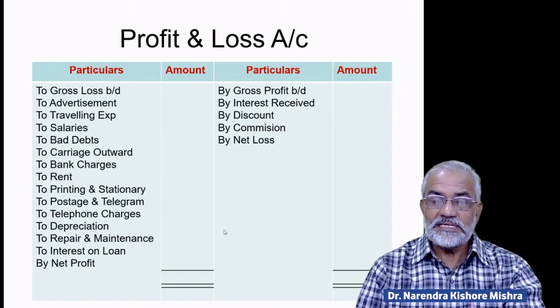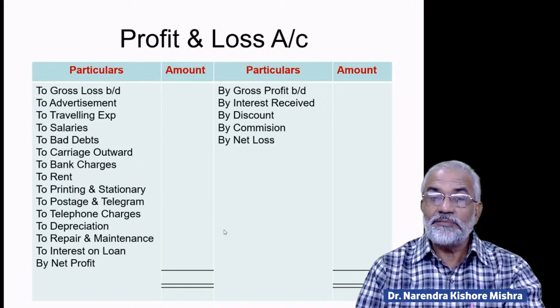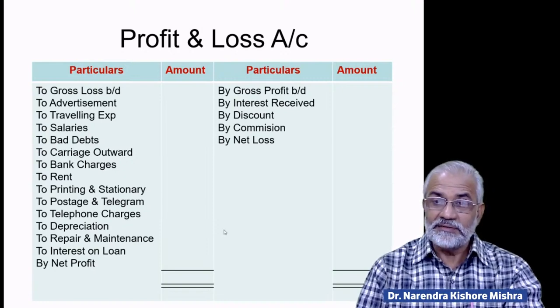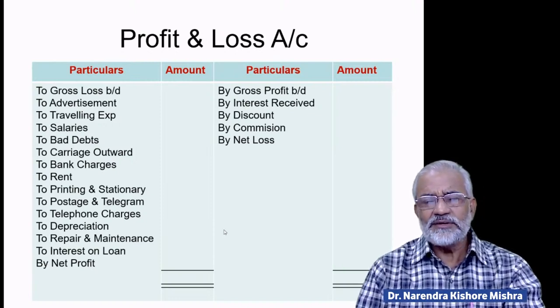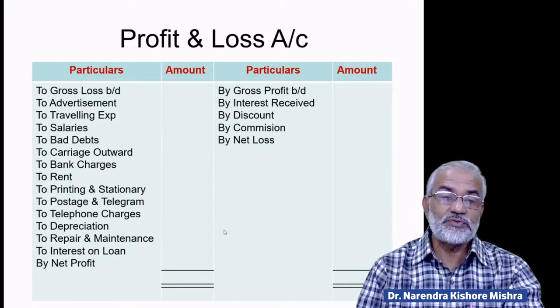And all indirect expenses and losses will form part of the debit side of the profit and loss account since it is a nominal account. And all the items appearing on the credit side of the profit and loss account must be indirect incomes: interest received, discount received, commission received. All these are items in the nature of indirect incomes. Indirect incomes will appear on the credit side of the profit and loss account, and indirect expenses will appear on the debit side of the profit and loss account.